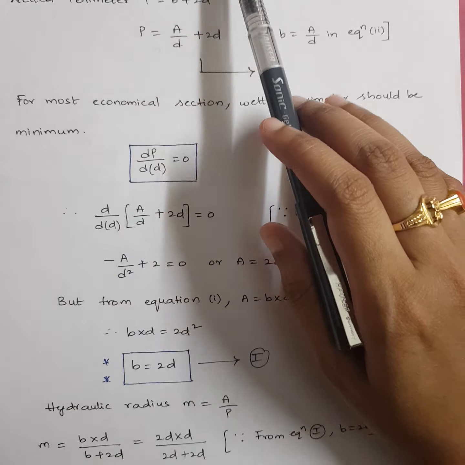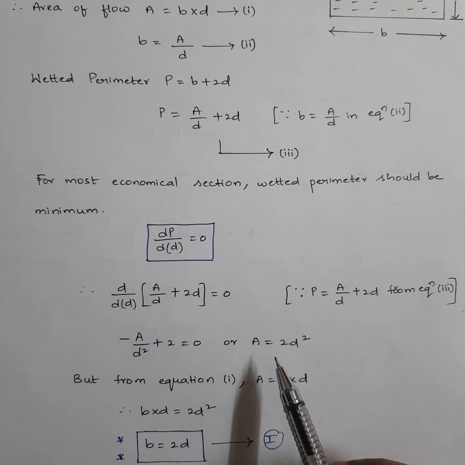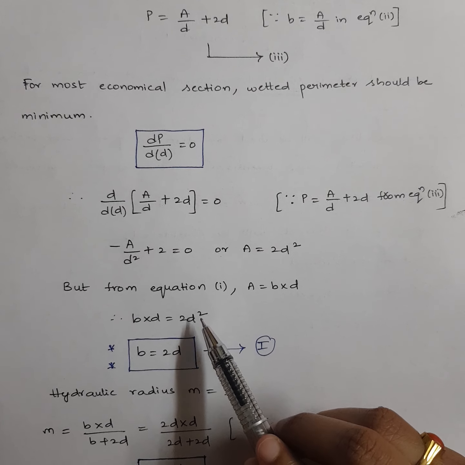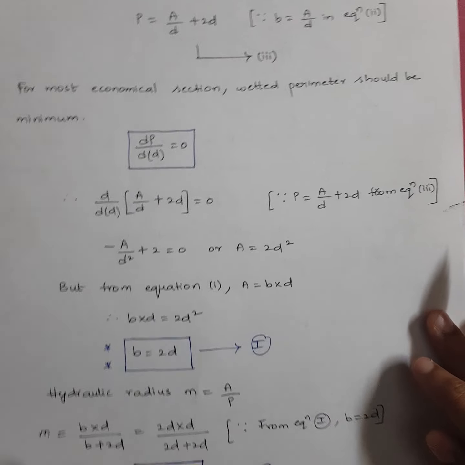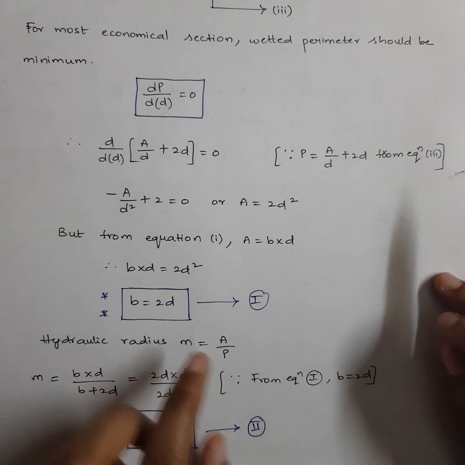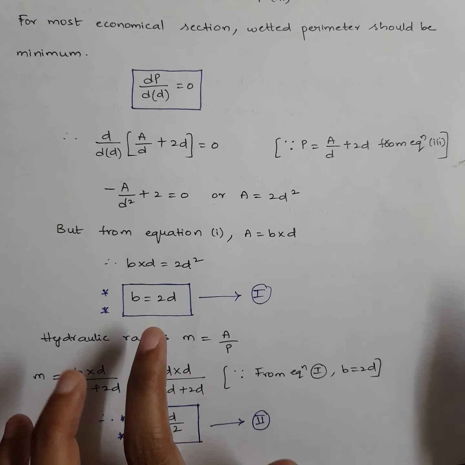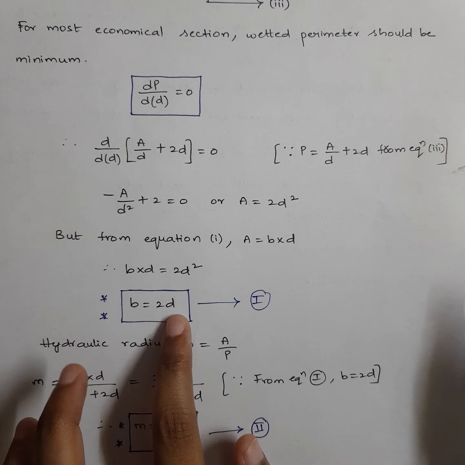But from our equation number 1, what was A equal to? B into D. Here I got A equal to 2D square. So equate both. Therefore, B into D is equal to 2D square. So one D will get cancelled. I got B is equal to 2 into D. So this is the first condition for a rectangular channel to be most economical. B is equal to 2 into D. Your width of the channel must be twice the depth.